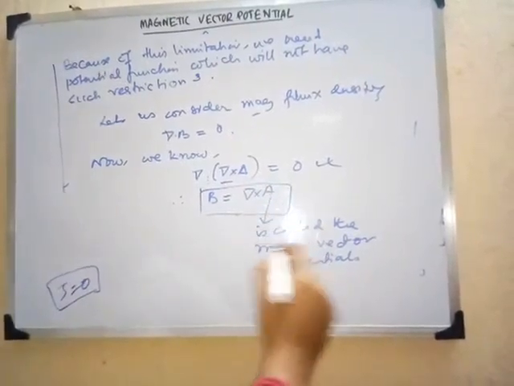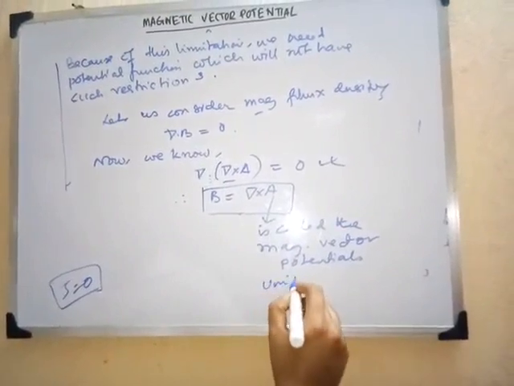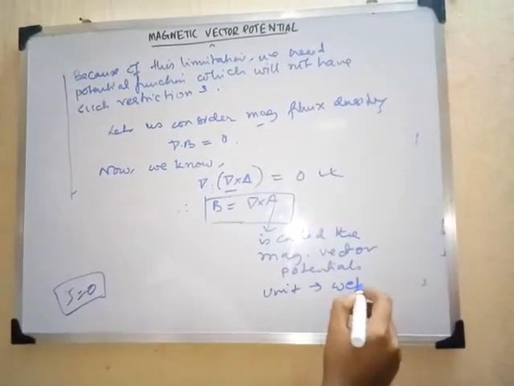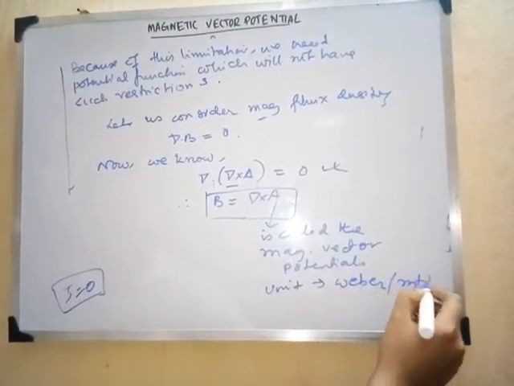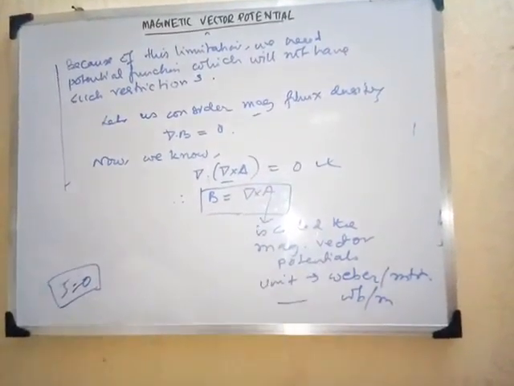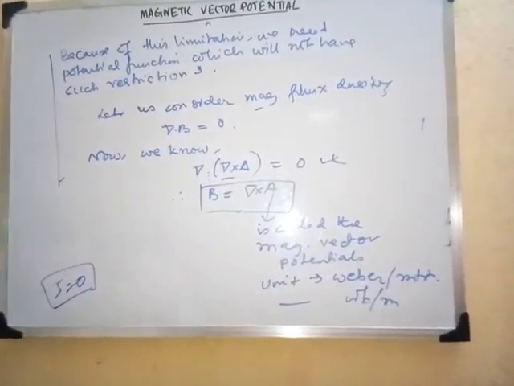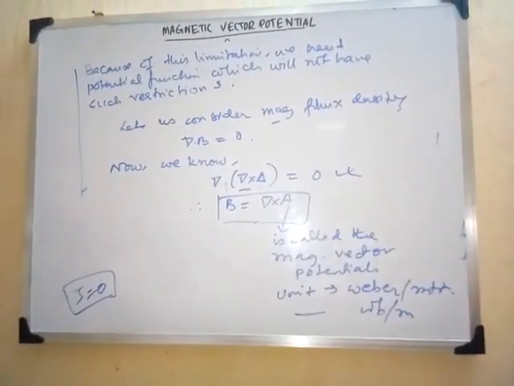Anyway, this A is called the magnetic vector potential, and the unit of it is Weber per meter, or Wb per m. This is the unit. This is the concept of the magnetic vector potential, right? So up to this class this is okay. We'll continue from the other part from the next class.